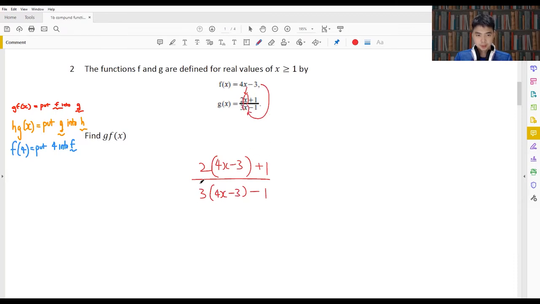Simplify this equation, and you would have gotten 8x minus 6 plus 1 over 12x minus 9 minus 1. Finally simplifying, your answer for g(f(x)) is going to equal 8x minus 5 over 12x minus 10, and this will be the composite function g(f(x)).